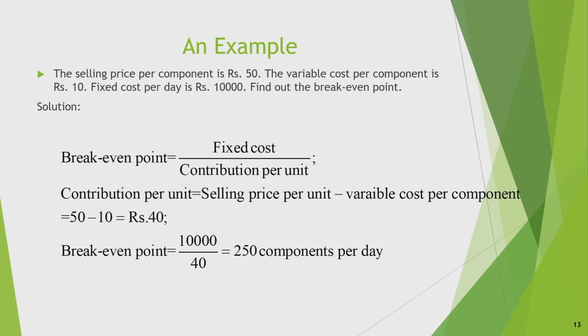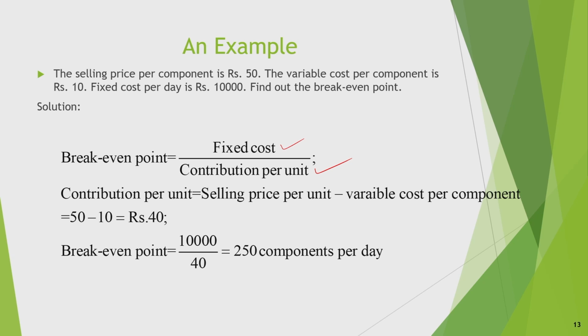An example: the selling price per component is rupees 50, the variable cost per component is rupees 10, fixed cost per day is rupees 10,000. Find out the break even point for a day. Suppose you want to say per day how much I have to sell. So, break even point is equal to fixed cost divided by contribution per unit. This is the formula we are using again and again.